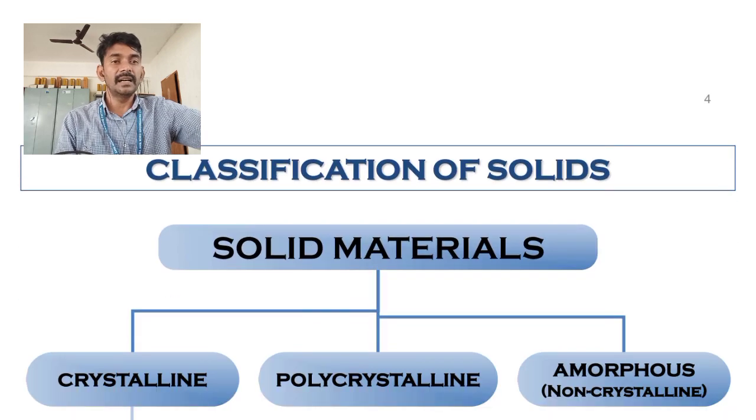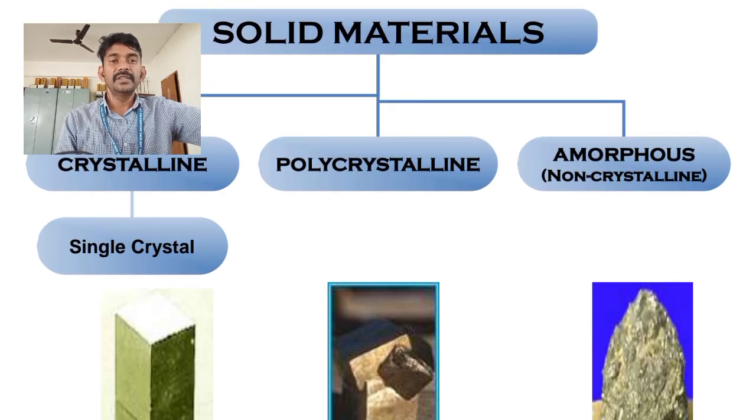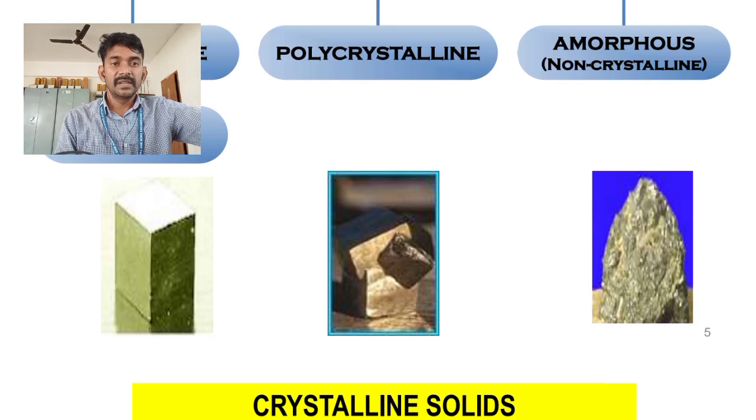We can classify solid materials into three types: crystalline materials, polycrystalline materials, and amorphous materials. The crystalline materials are classified as single crystal. Okay, and this is a polycrystal. For example, I have some pictures here.